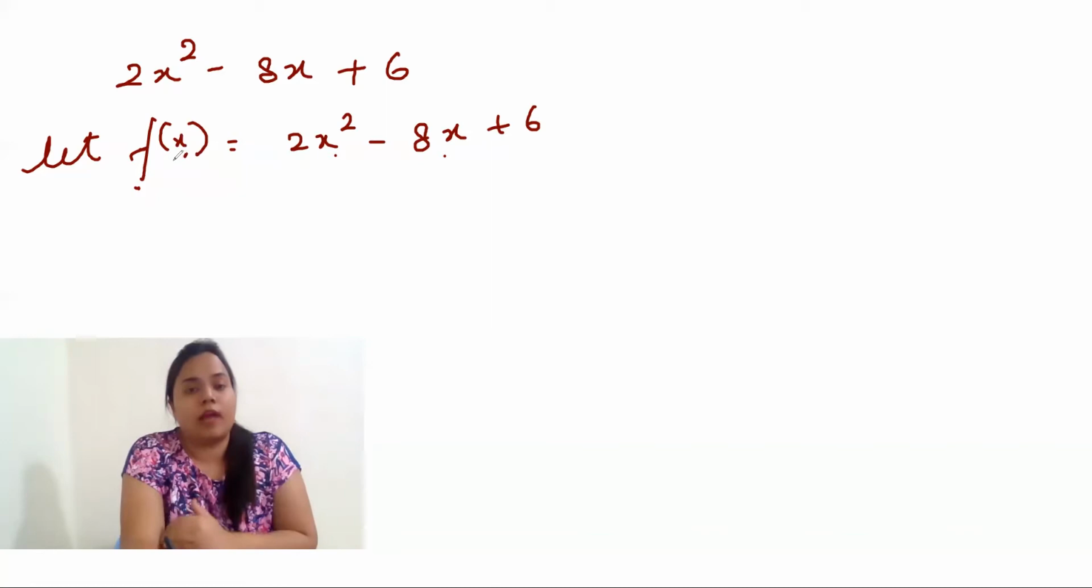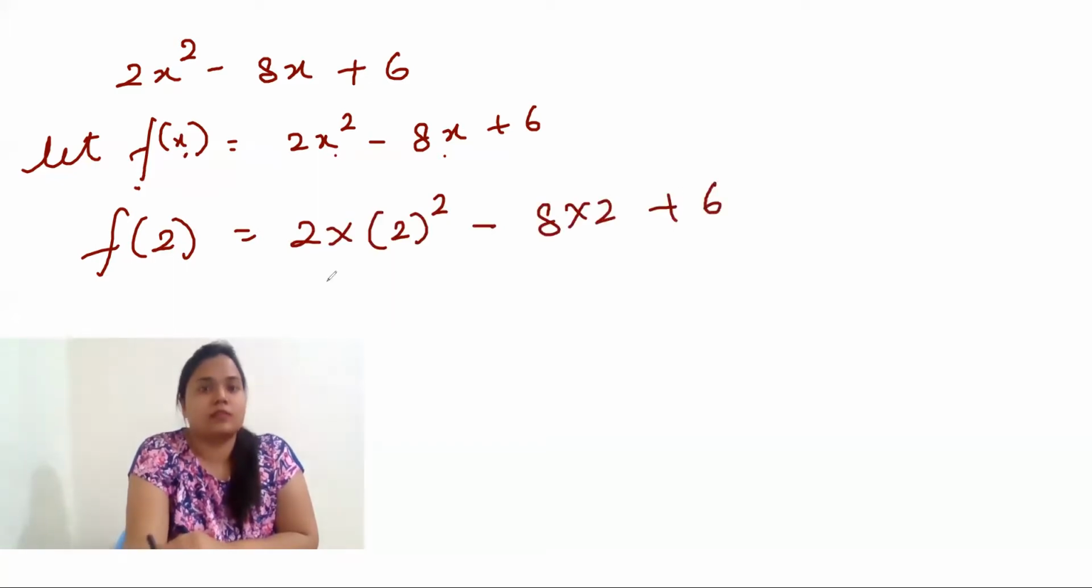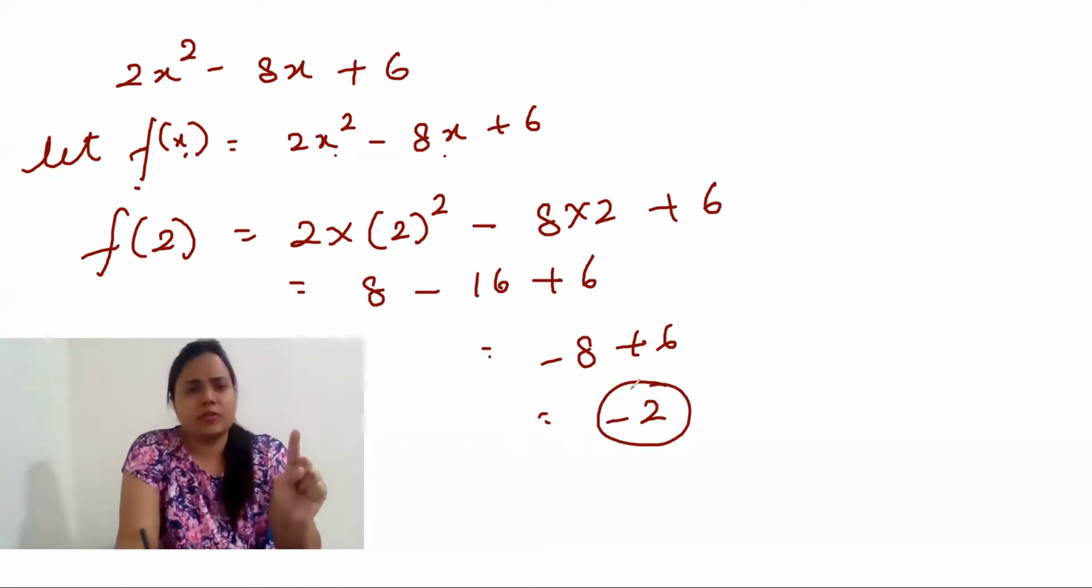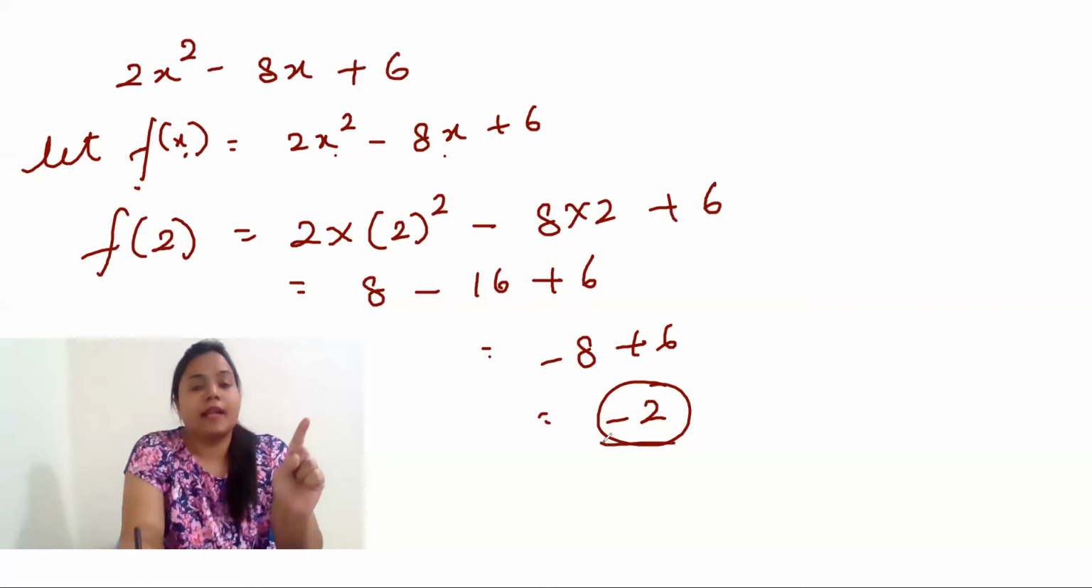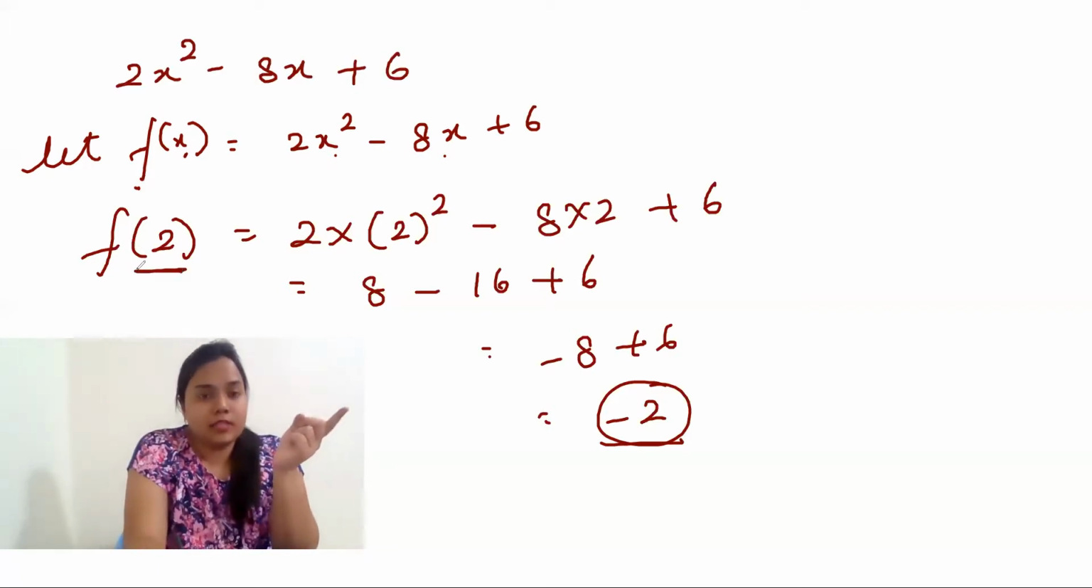When we substitute any value for x, suppose I'm substituting 2 over here, in that case I'll write f of 2, and that will become 2 into 2 square minus 8 into 2 plus 6. This will become 8 minus 16 plus 6. This will become minus 8 plus 6, and that is equal to minus 2. See, when I substituted 2 for x, I didn't get 0. It means 2 is not a zero of this polynomial. So if I substitute any zero over here, we should get 0 here also.